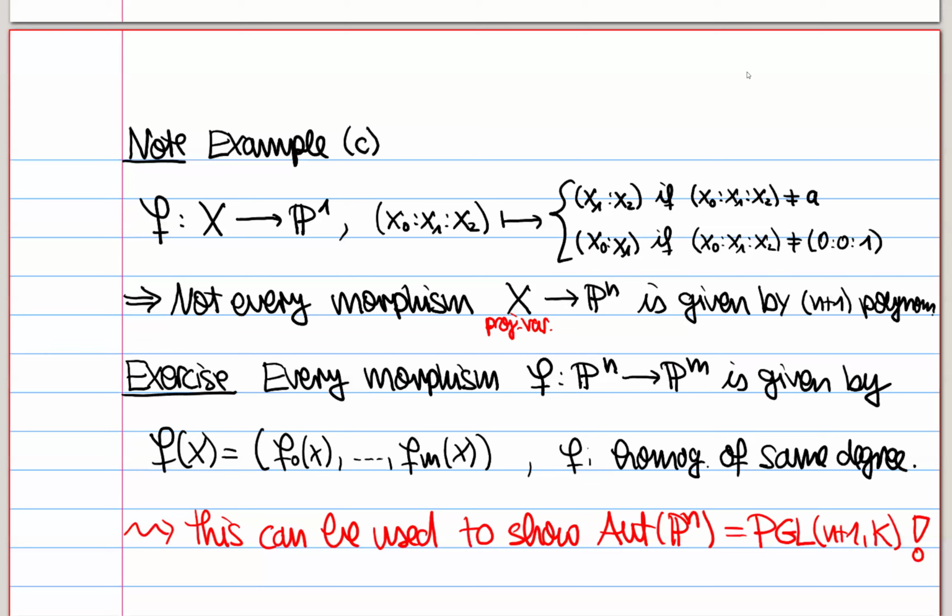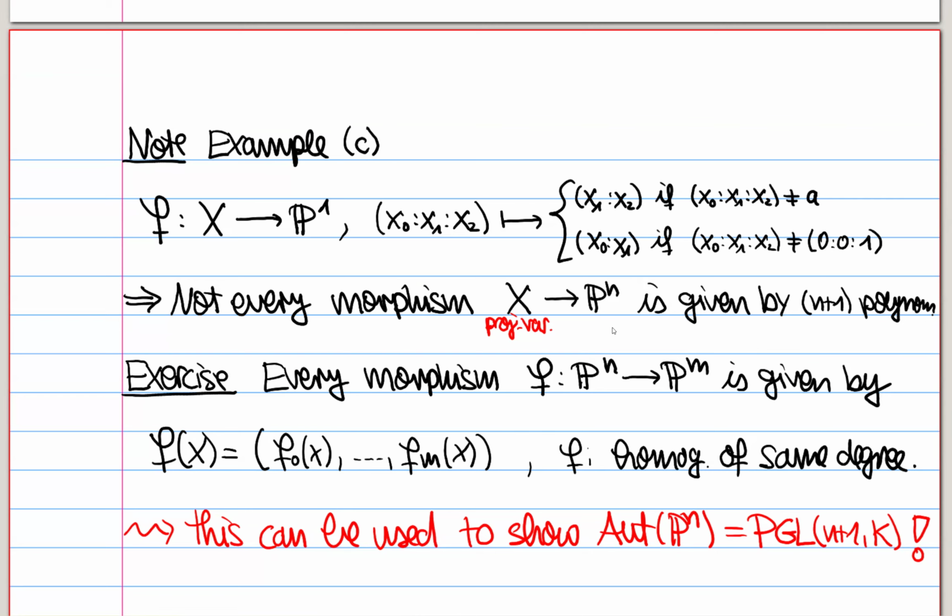Sorry, that's not everything for this video, because there is one more thing to note. In this example C, we have seen that we had this map from X to P1 given by these two different recipes, depending on which of the 2 points you avoid. And this shows that not every morphism from X to Pn, in this case X to P1, is given by this recipe of n+1 polynomials. We have seen that specifying n+1 polynomials can give you many morphisms, but in this case, there's no set of such polynomials which specifies this map for all points.